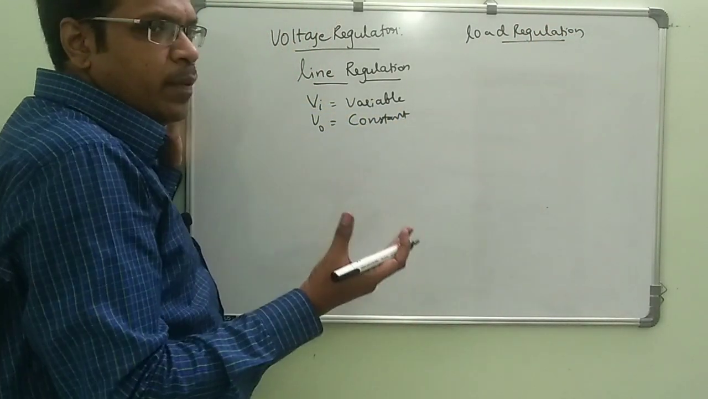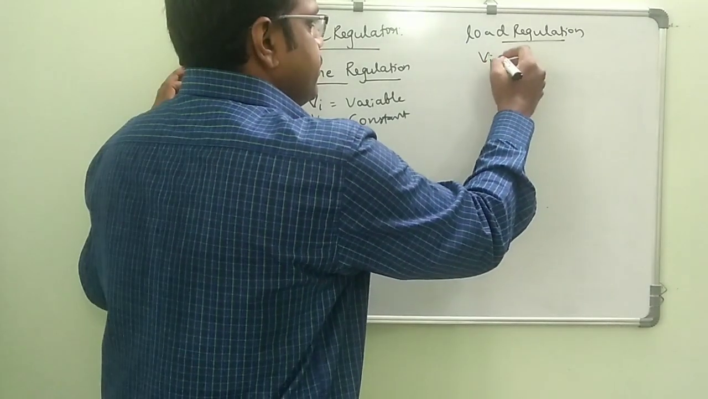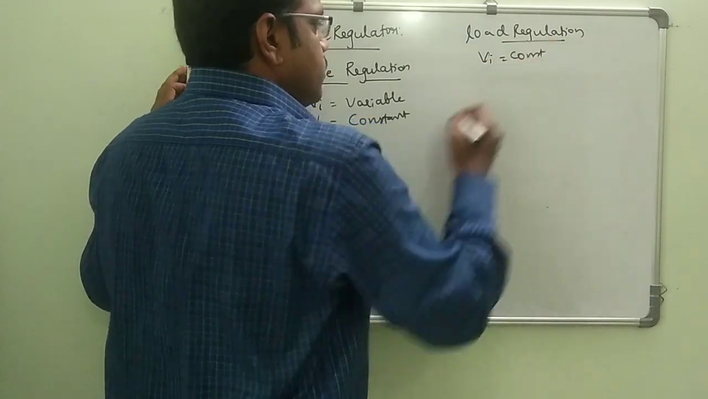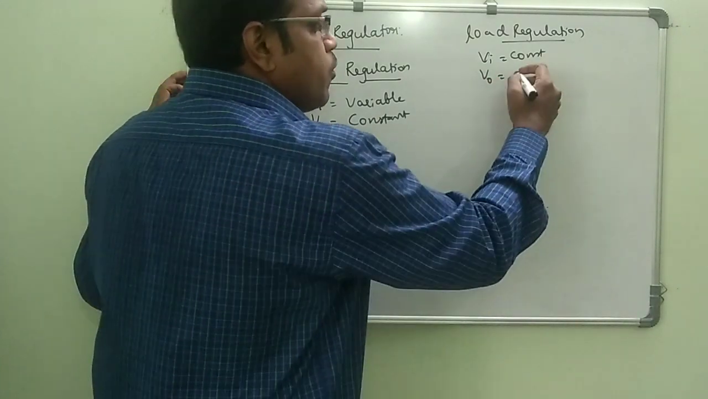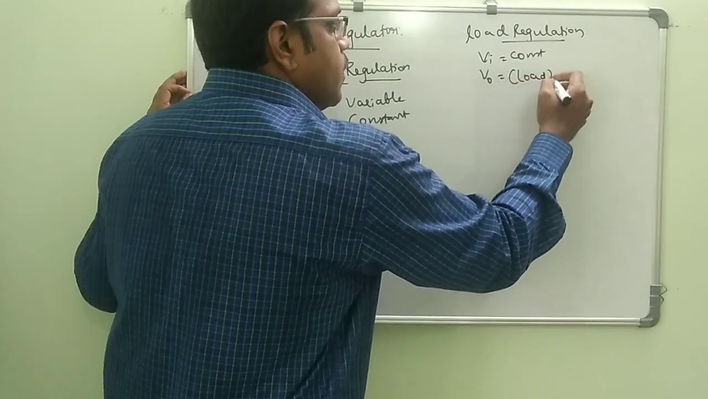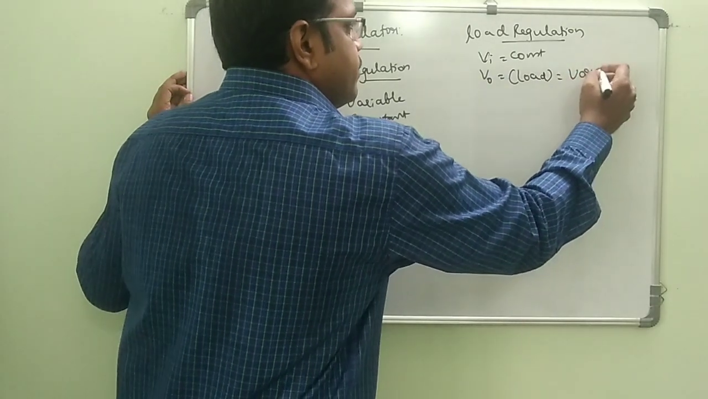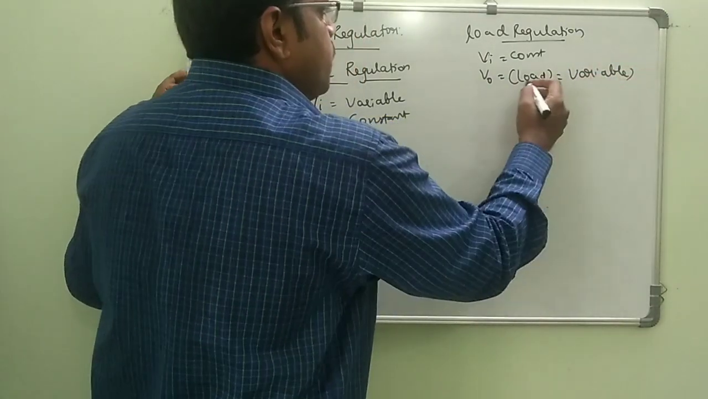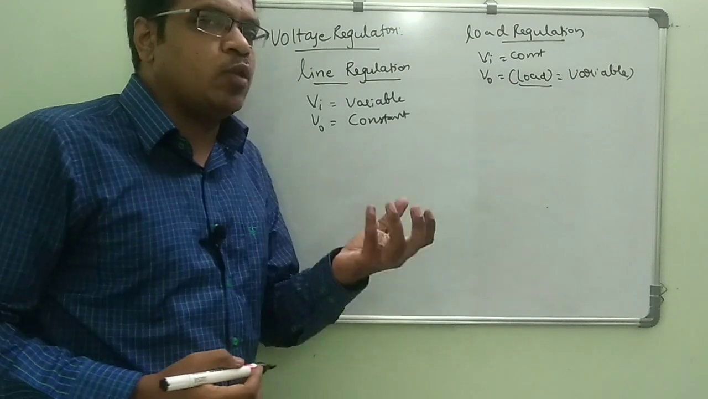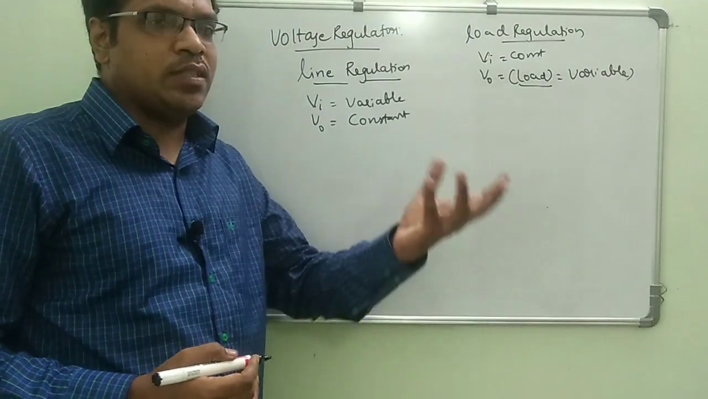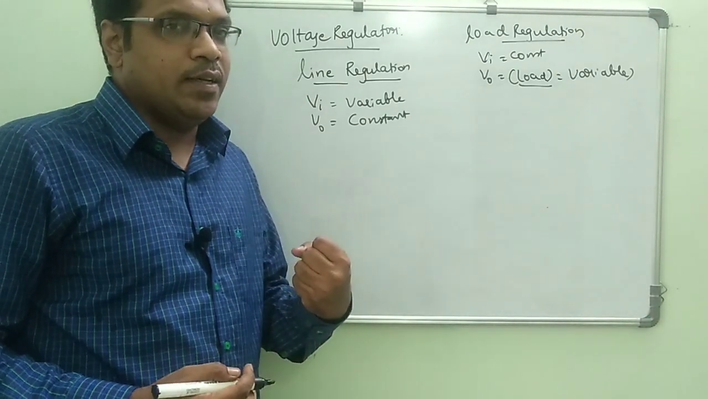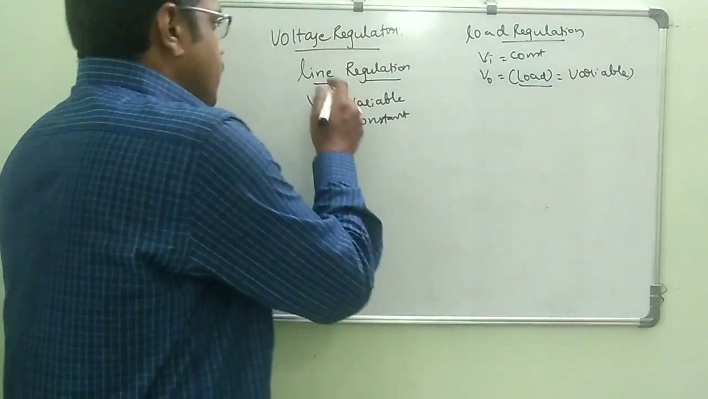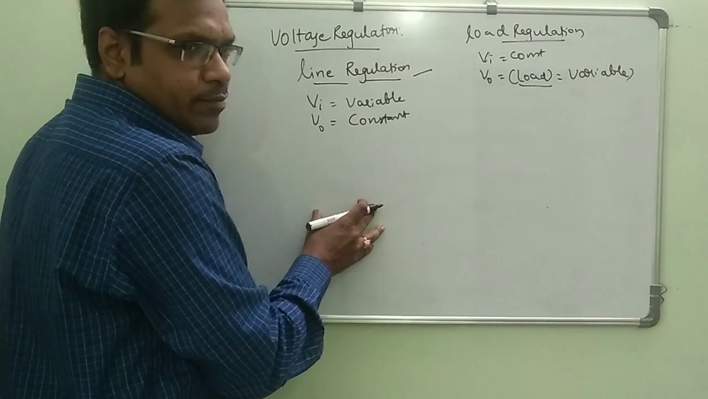In this, the input will be constant, and the output, in the presence of load, will be variable. Some people get confused about what a load is. Load means the fridge, TV, all of these are called loads. We get the output from that. So now we will see line regulation.